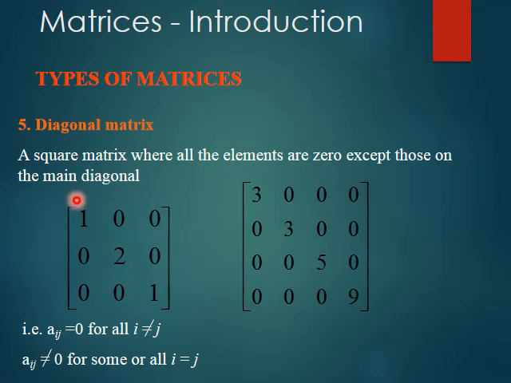Similarly, in the second matrix, you can see that all the elements in the main diagonal are non-zero and other elements are 0. So in general, we can say that Aij is equal to 0 for i not equal to j, and for i equal to j, the elements are non-zero.